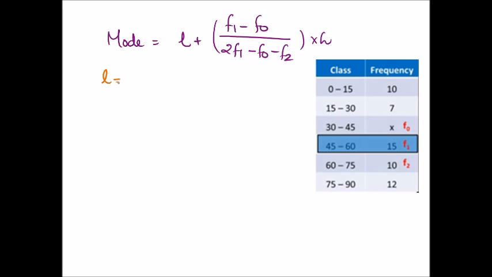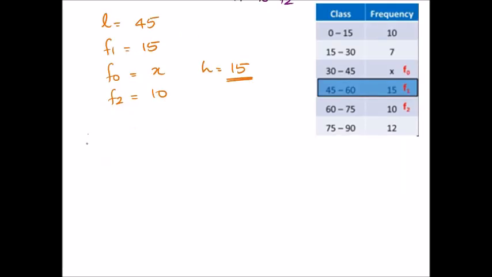L is the lower limit of the modal class, that is equal to 45. F1 is the frequency of the modal class, that is 15. F0 is the frequency of the previous class, that is x, and F2 is equal to 10, and H is equal to 15. Now substitute the values.